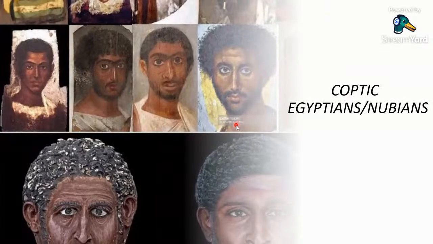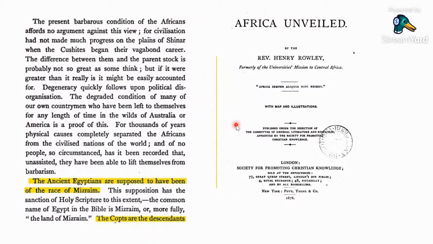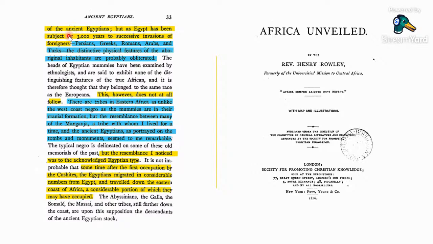Again, just separating these ancient East and West Africans from these people with these E lineages. Going to the book Africa Unveiled by Reverend Henry Riley, it says that the ancient Egyptians are supposed to have been of the race of Mizraim, son of Ham. This supposition has the sanction of the Holy Scripture, to the extent that the common name of Egypt in the Bible is Mizraim, or more fully, the land of Mizraim. The Copts are descendants of the ancient Egyptians, but as Egypt has been subject for 3,000 years to successive invasions by foreigners, Persians, Greeks, Romans, Arabs, and Turks, the distinctive physical features of the aboriginal inhabitants are probably obliterated.